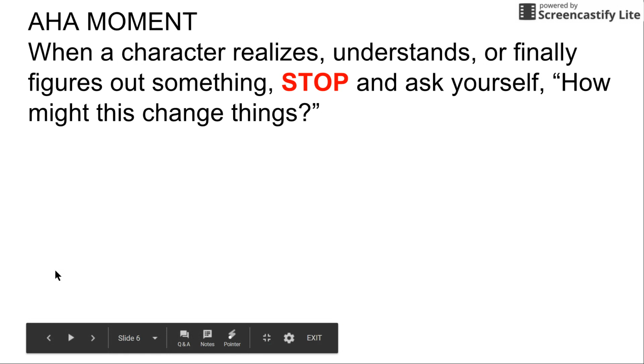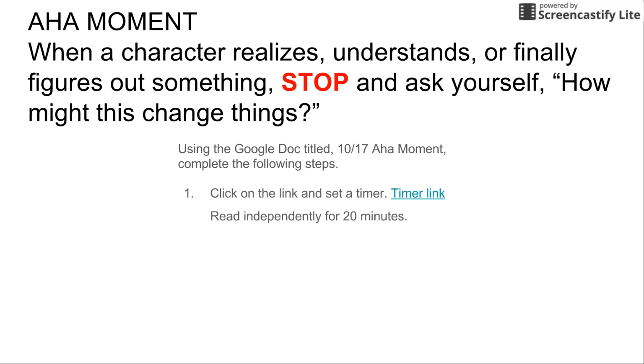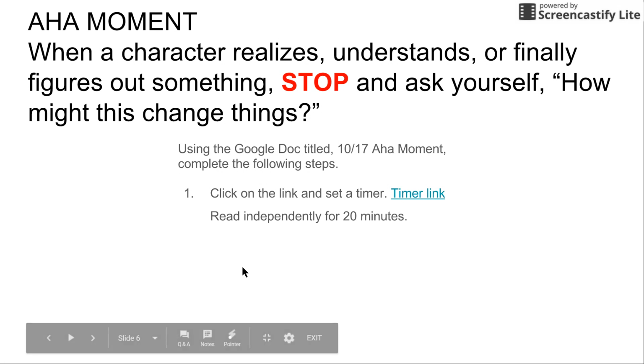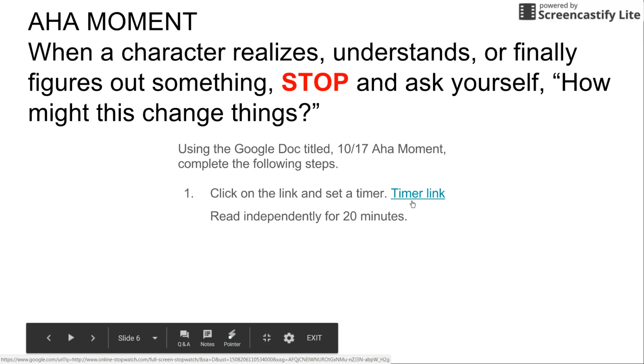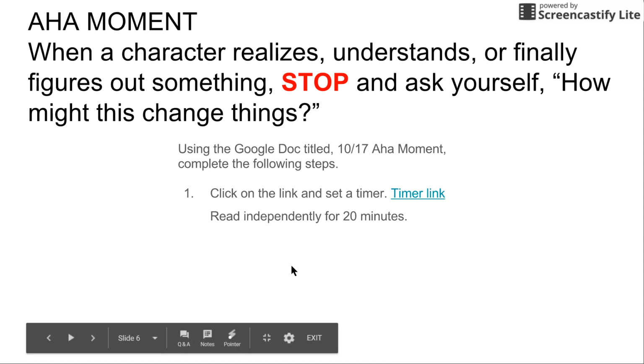So now it's your turn to practice. Using the Google Doc titled 1017 Aha Moment, you will complete the following steps. In the Google Doc, you'll find that on the classroom page. 1, click on the link and set a timer. Click on the link right here and set a timer and read independently for 20 minutes. So you'll have to set it to count down from 20 minutes and read independently.